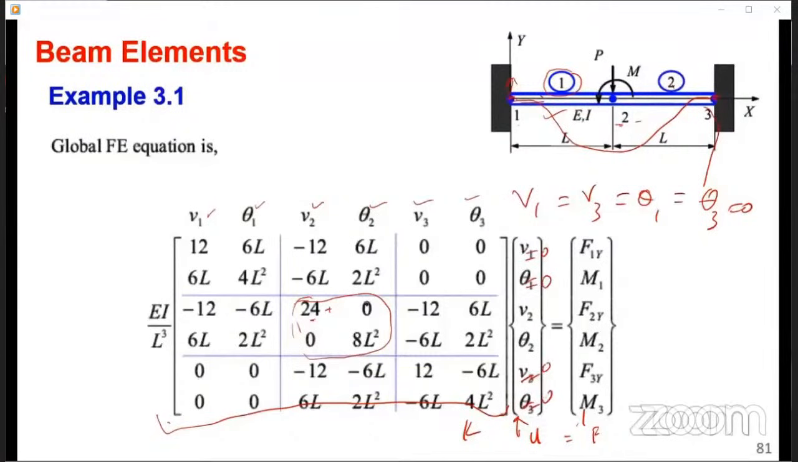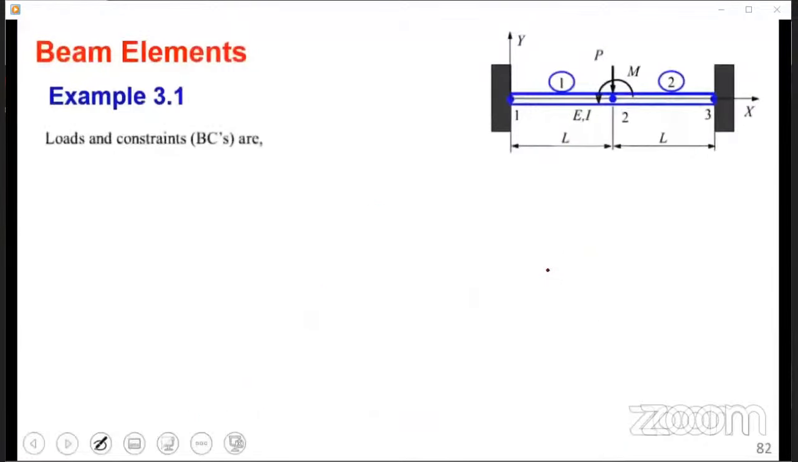And now to simplify your equation, you remove the rows and the columns associated with the quantities having 0 values. So you remove all that. You are going to be left with the quantities for V2, theta 2, which is this part. V2, theta 2, associated with this part. So this is our boundary condition.